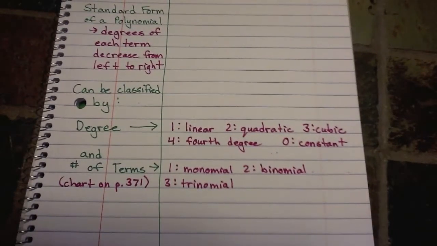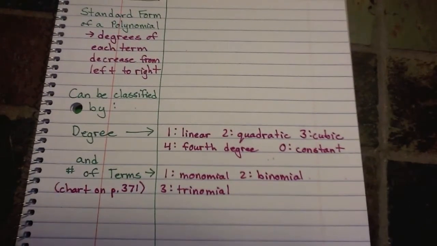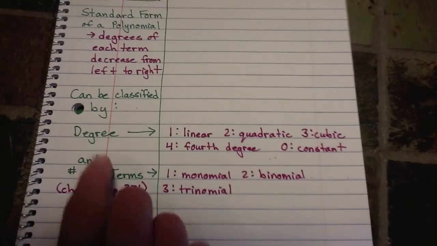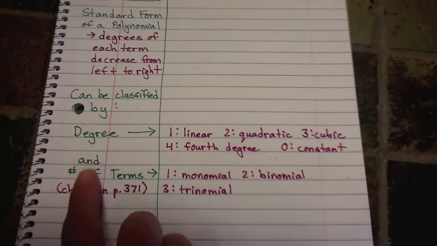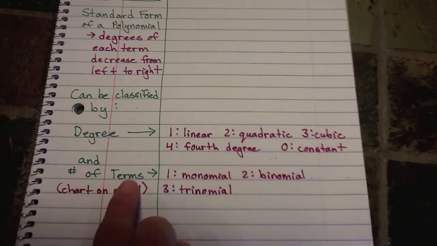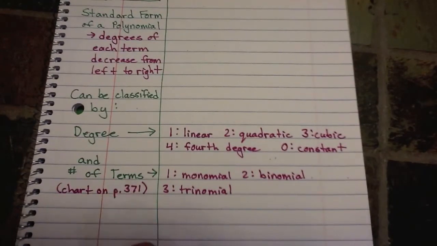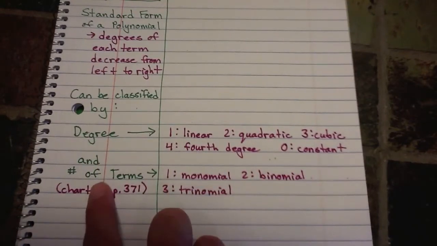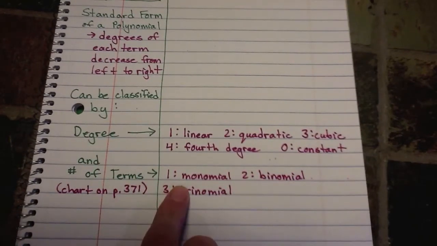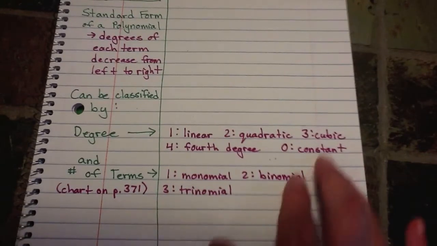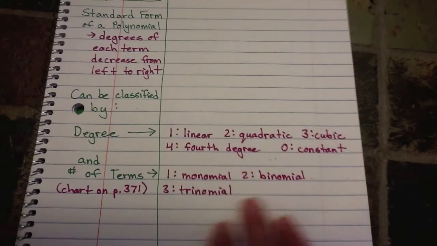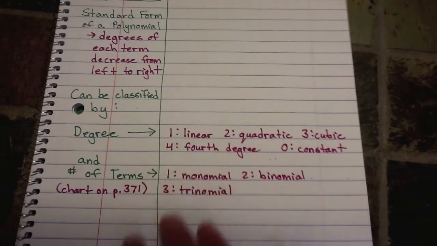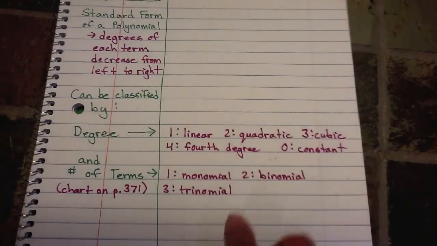Now, when you're looking at classifying these, you have to look at 2 things. They can be classified in 2 ways. They can be classified by their degree, but they can also be classified by the number of terms they have. Sometimes we're going to refer to things only based on their degree. Other times we might refer to them only on how many terms they have. And for your homework, you're actually going to be looking at both the degree and the number of terms. So it's going to have 2 parts to its name. And I'll show you with the examples up here.